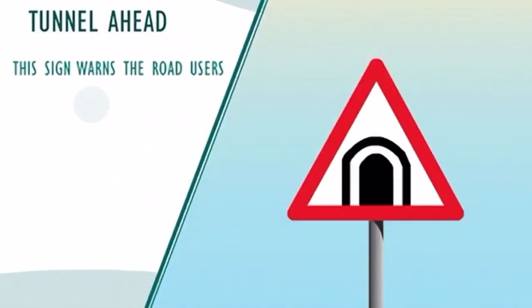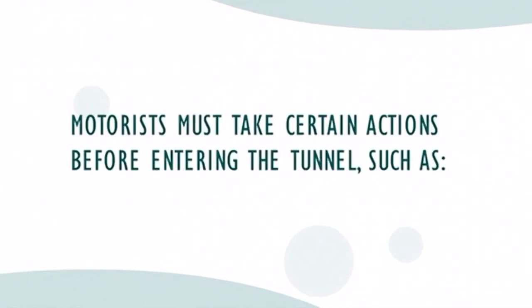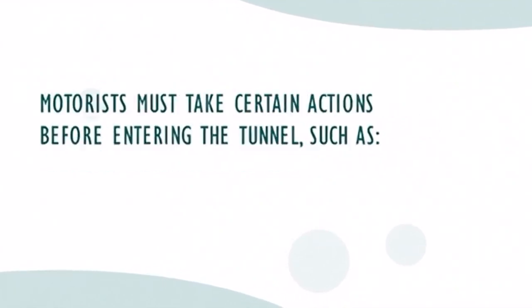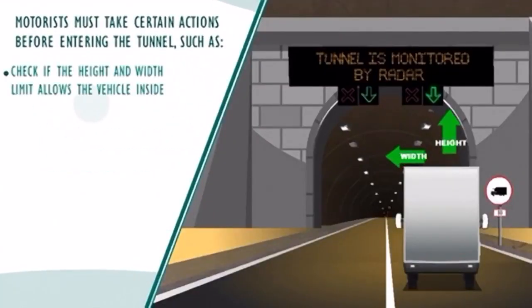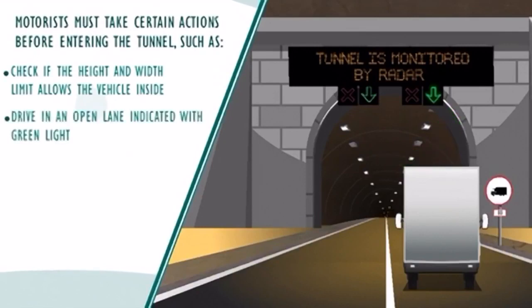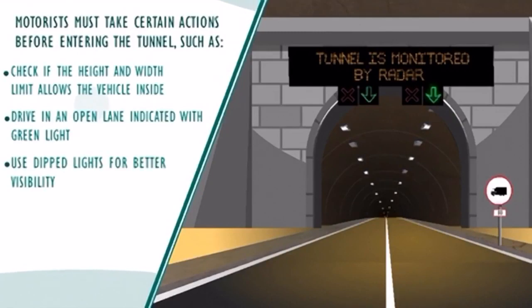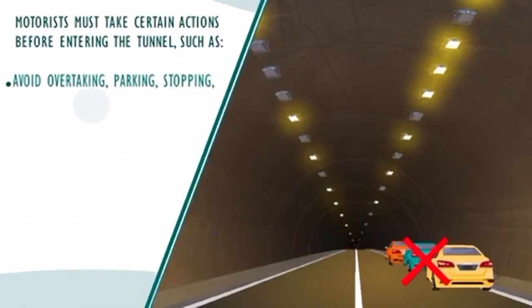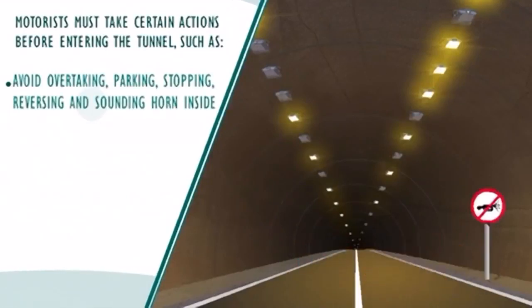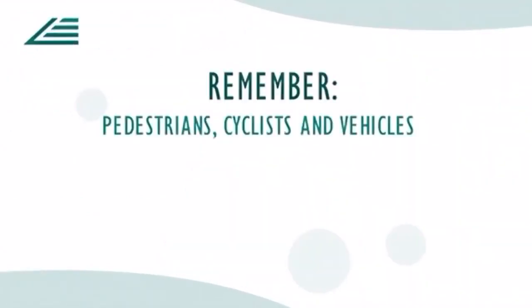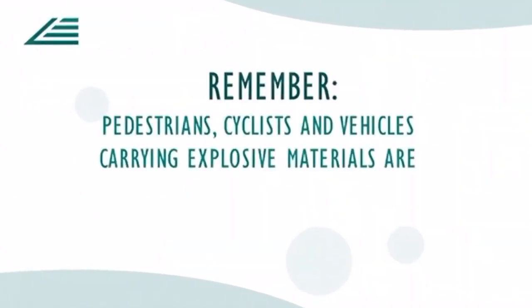This sign warns the road users that there is a tunnel ahead. Motorists must take certain actions before entering the tunnel, such as check if the height and width limit allows the vehicle inside, drive in an open lane indicated with green light, use dippable lights for better visibility, maintain the speed limit permitted for the tunnel, avoid overtaking, parking, stopping, reversing, and sounding horn inside the tunnel. Remember, pedestrians, cyclists, and vehicles carrying explosive materials are not allowed to use the tunnel.